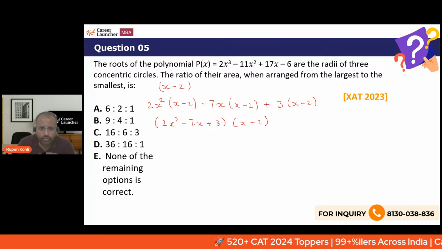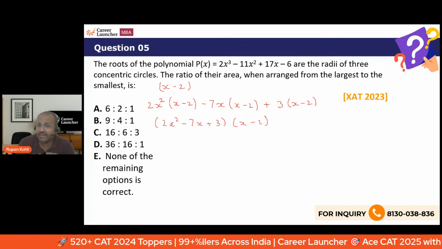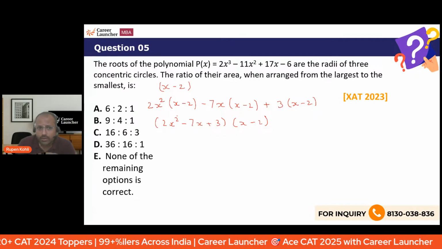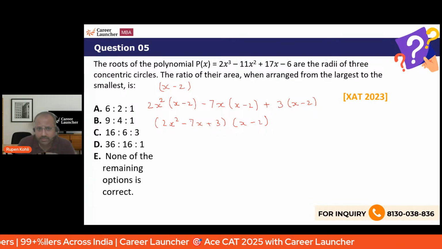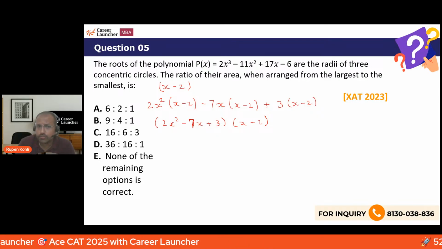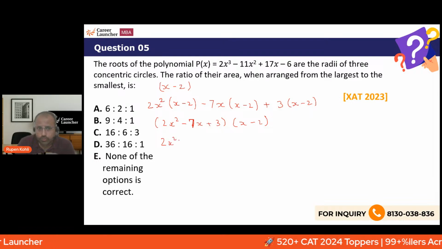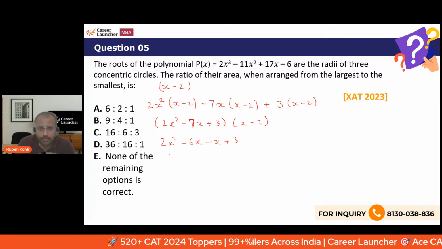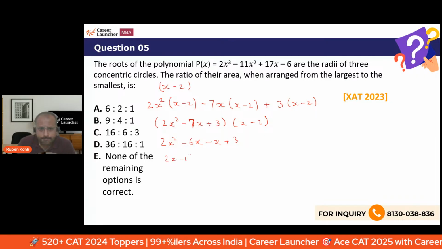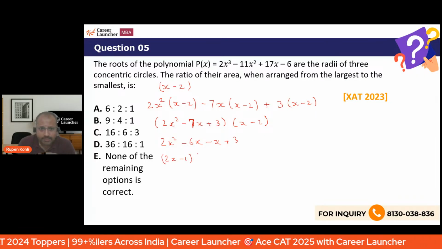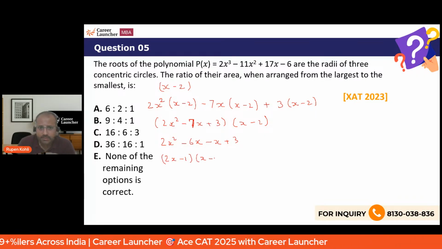So this also should factorize because all options are in very nice integer form. So we are expecting some very nice roots over here. 2x square minus 7x plus 3. Yes, easy factorization. 3 into 2 is 6. So this should be written as minus 6x minus x. So 2x square minus 6x minus x plus 3. So we'll get 2x, bracket x minus 3, and minus 1, x minus 3. So 2x minus 1, x minus 3, x minus 2.